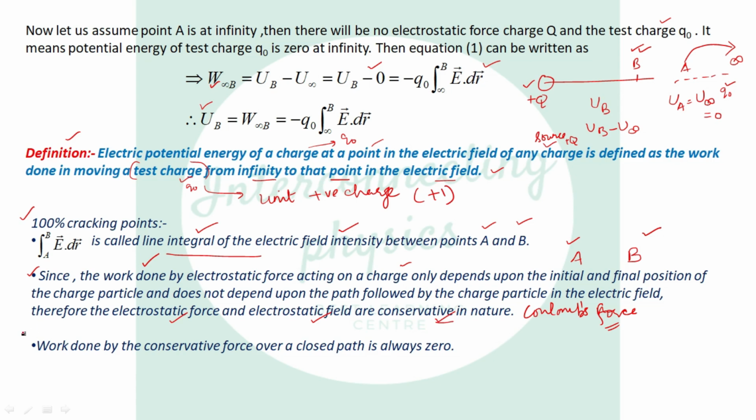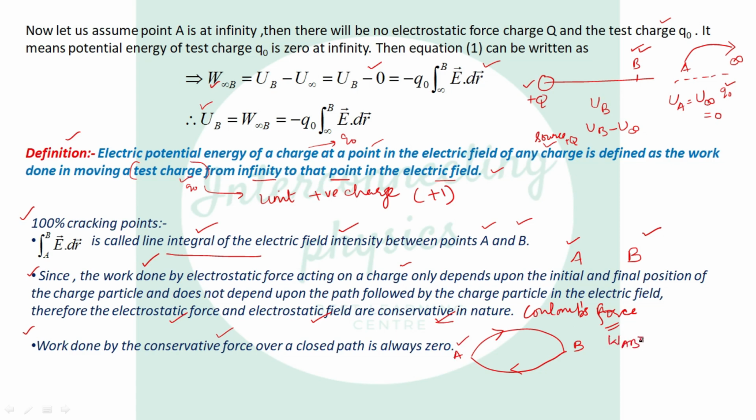Okay. Number 3: work done by a conservative force over a closed path is always 0. Okay, I will explain this with some examples. Suppose I have some closed path here, A to B and B to A, because it is closed. If we are starting our work done from A, then we have to end our work done at point A. So from A to B, what will be the work done?